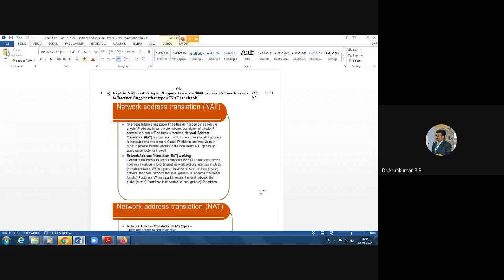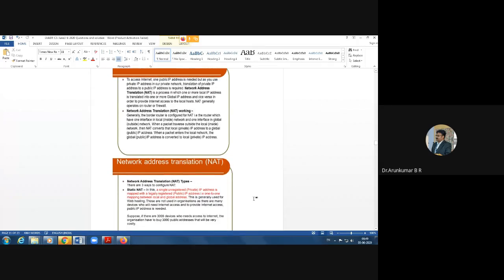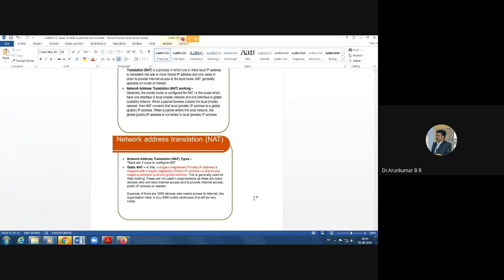When a packet travels outside the local network, NAT converts the local IP address to a global IP address. When a packet enters the local network, the global IP address is converted to a local or private IP address. You know that. The question also asks you to explain network address translation types. There are three ways to configure NAT.